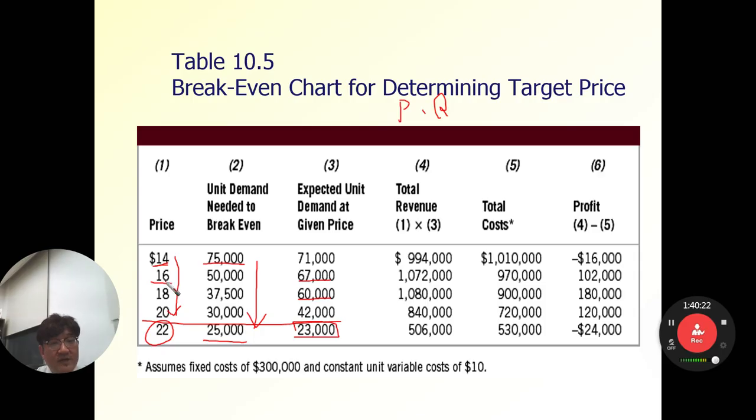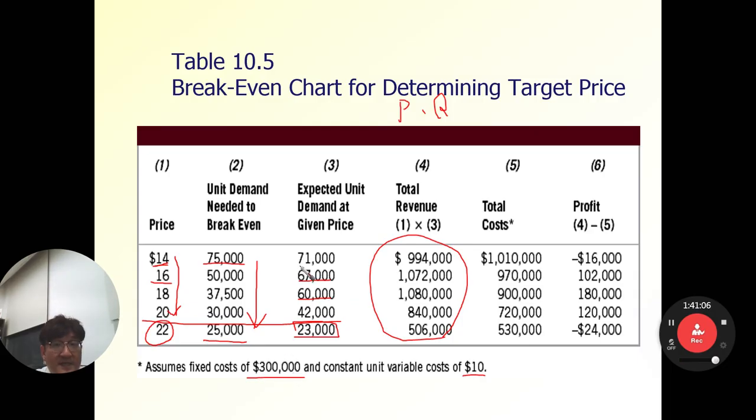If you multiply $16 and 67,000 units, it's going to be 1,072,000. Now you have the total revenue like this. Now you can also calculate the total cost. You know that the unit variable cost in the previous case is $10, and the fixed cost is 300,000. With this information, you can calculate total cost.